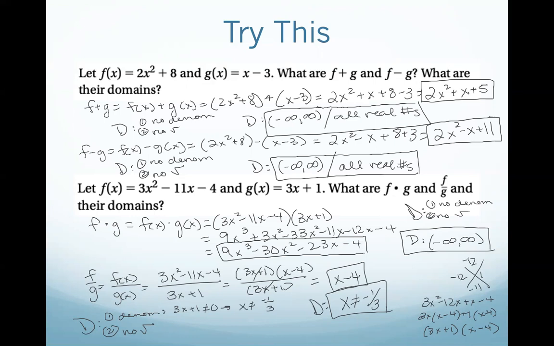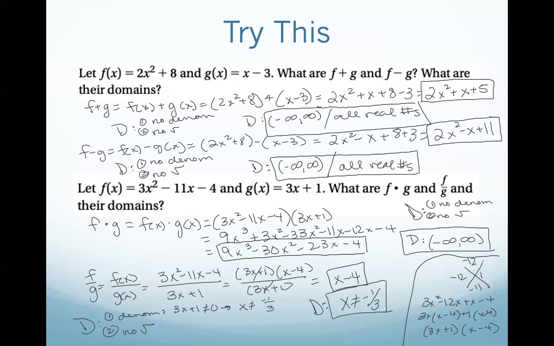And then if we multiply our two new functions, you have to distribute. So you should get 9x cubed minus 30x squared minus 23x minus 4. Again, there's no denominators or radicals throughout the entire computation, so our domain is all real numbers. And then lastly, f divided by g. I can factor the numerator, and I have the work for factoring here on the side if you wanted to reference that. So I can simplify my function to just x minus 4.